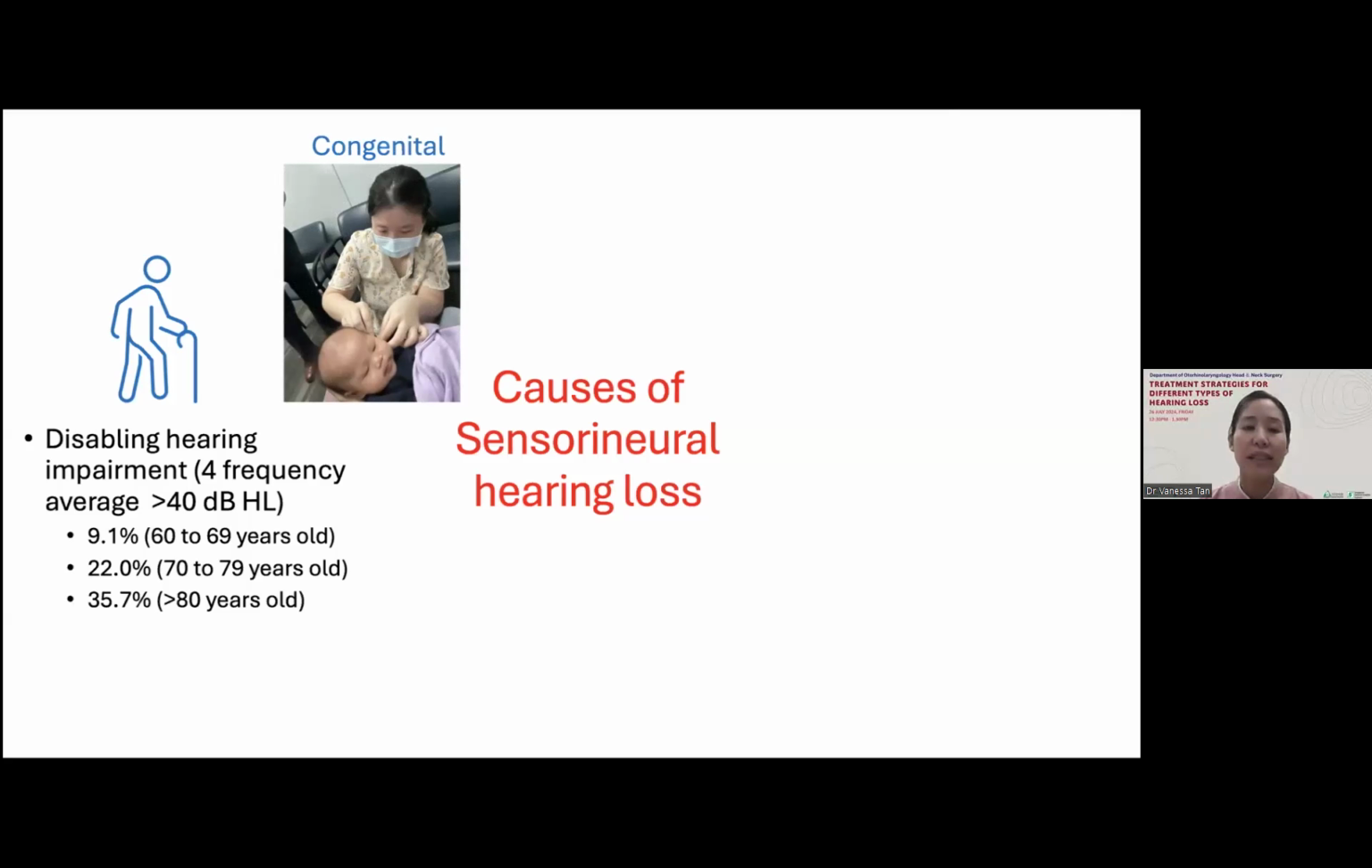Unfortunately, some children are also born with hearing loss. The incidence of that is about 3 to 4 in 1,000 babies born with hearing loss.